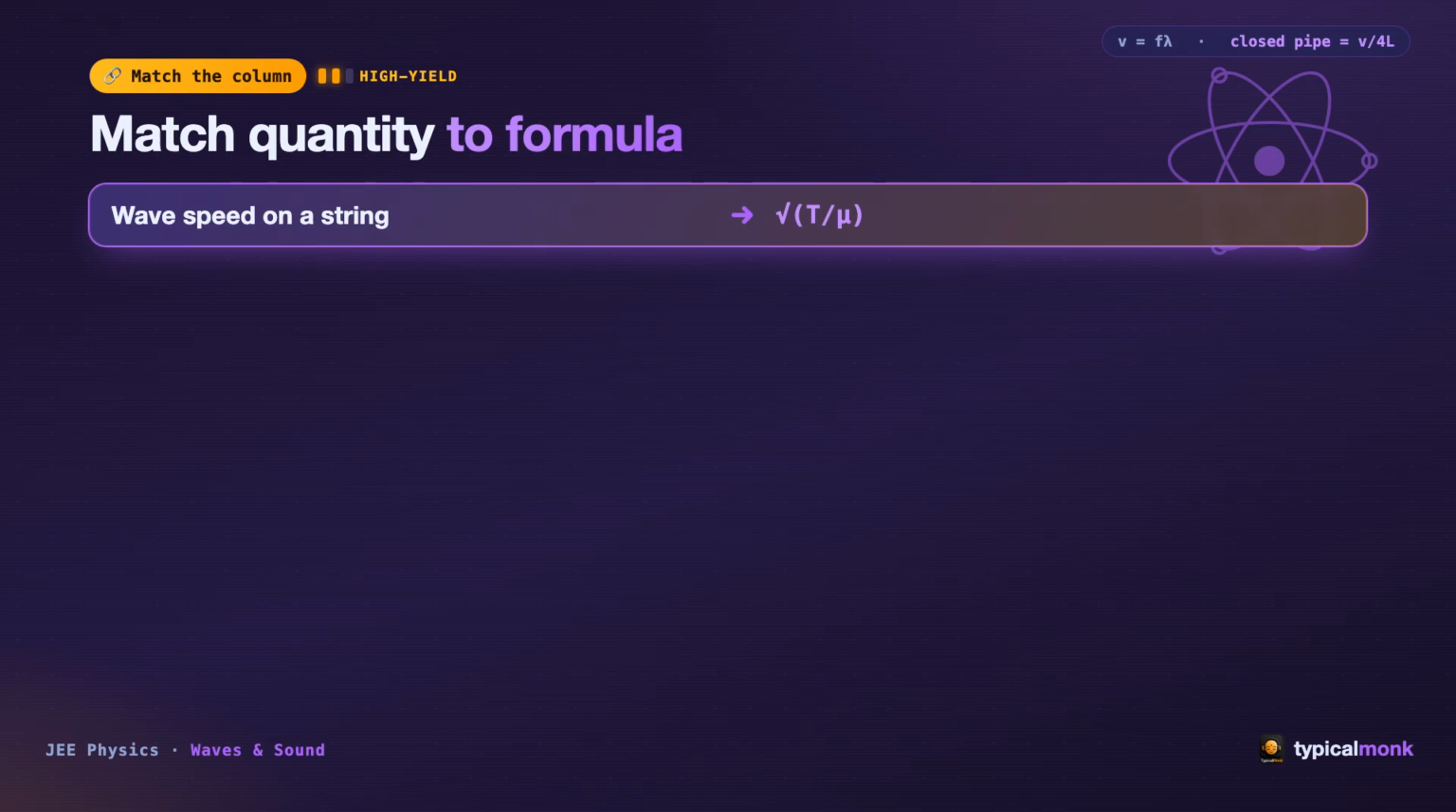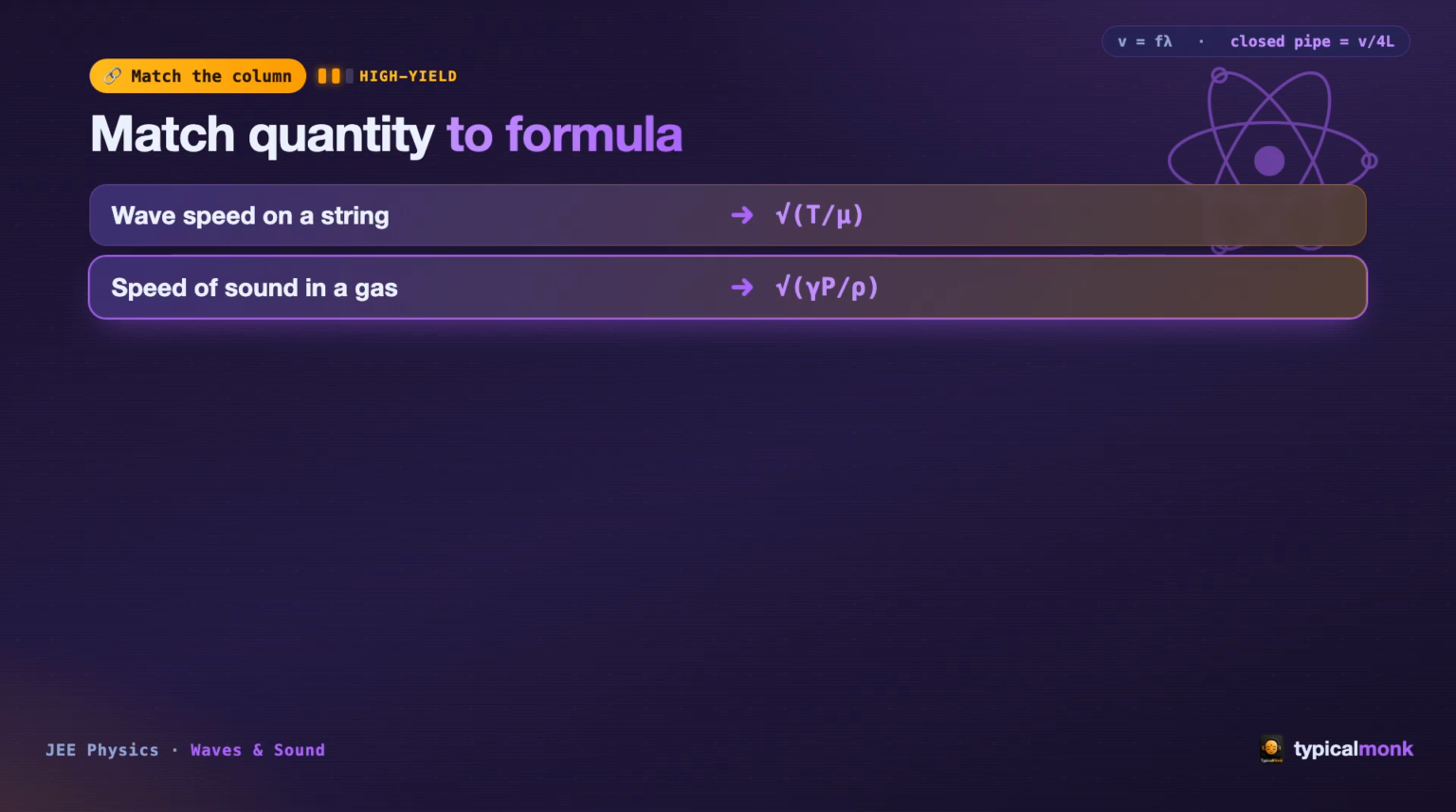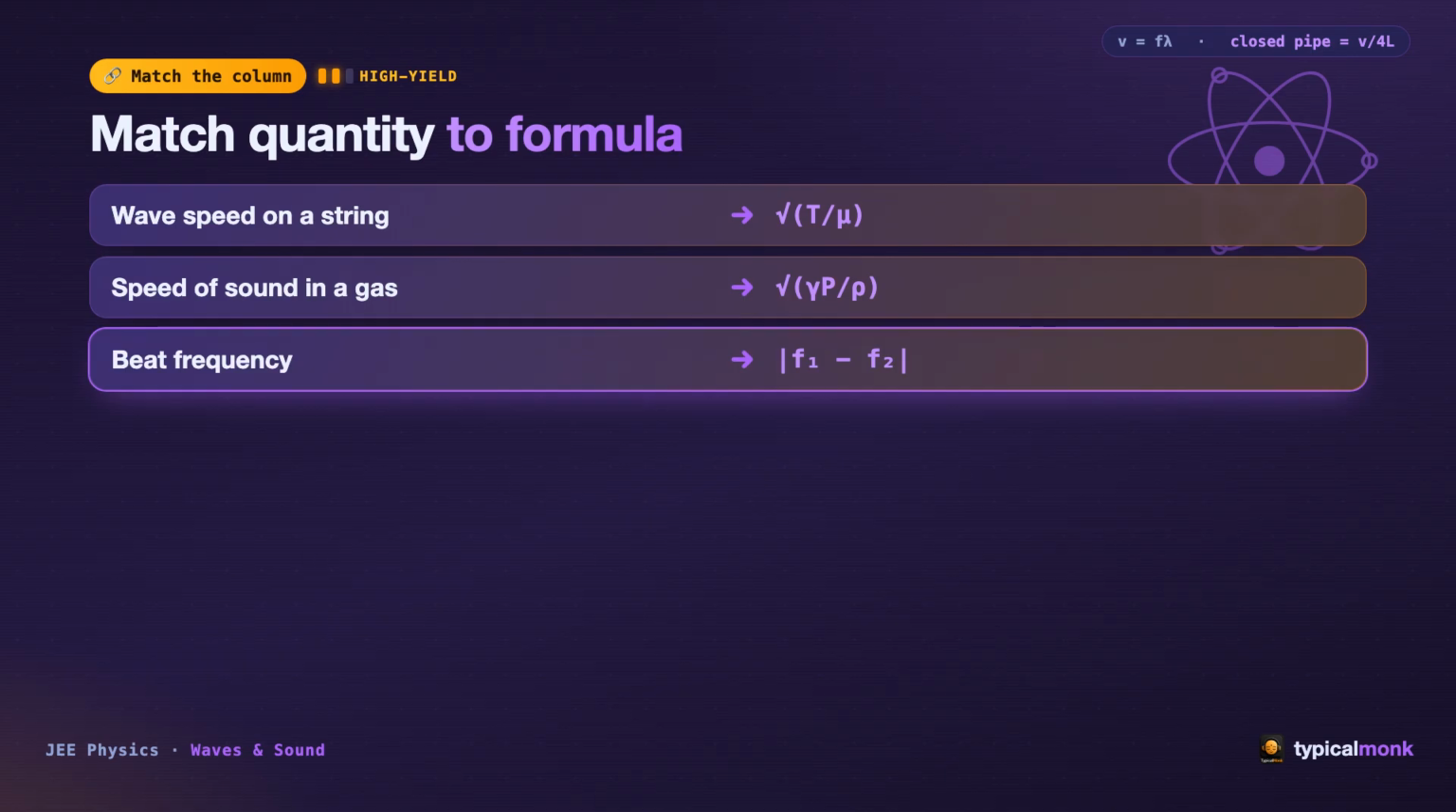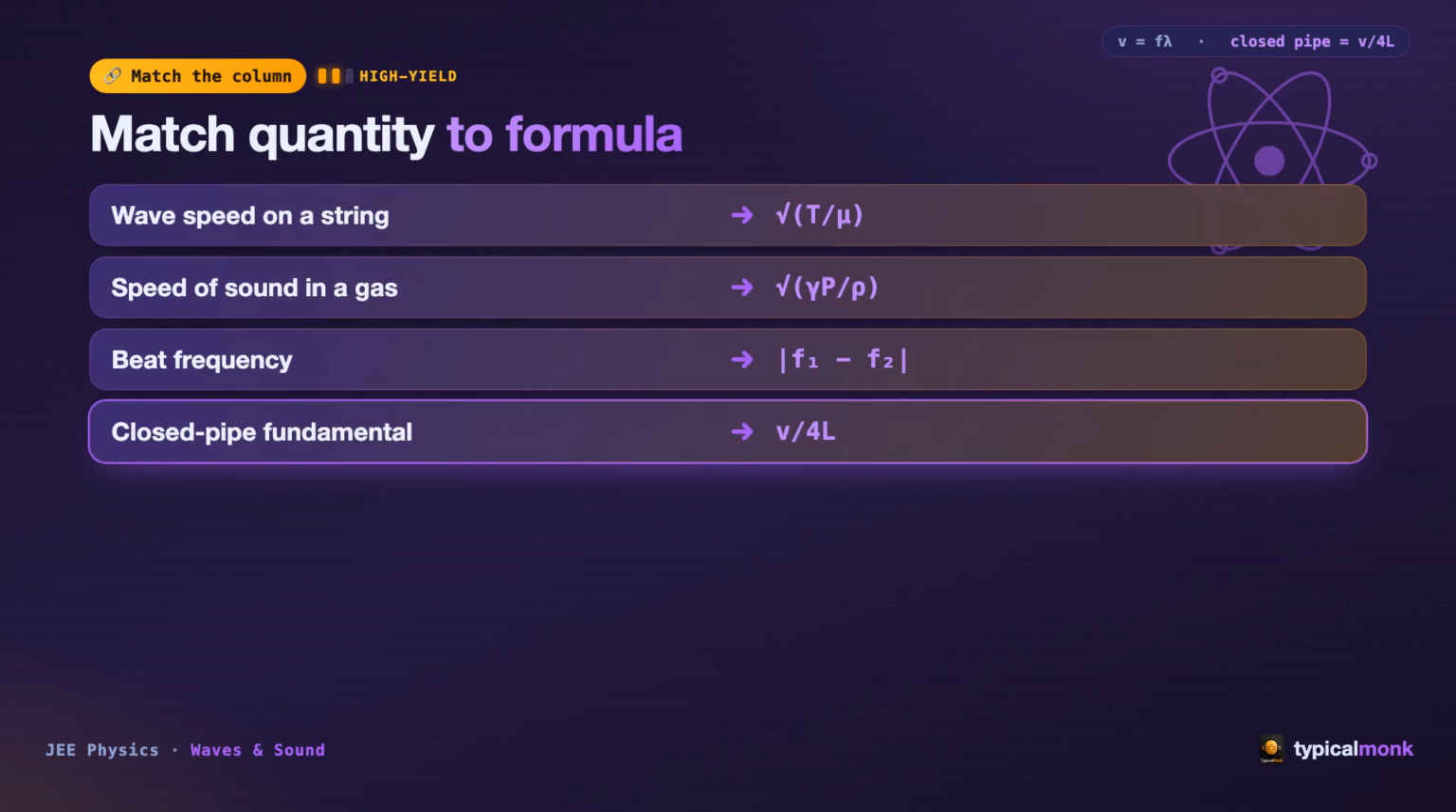The wave speed on a string goes to the square root of T over mu. The speed of sound in a gas goes to the square root of gamma p over rho. The beat frequency goes to the size of f1 minus f2. And the closed pipe fundamental goes to v over 4L. 4 pairs, each worth committing to memory.